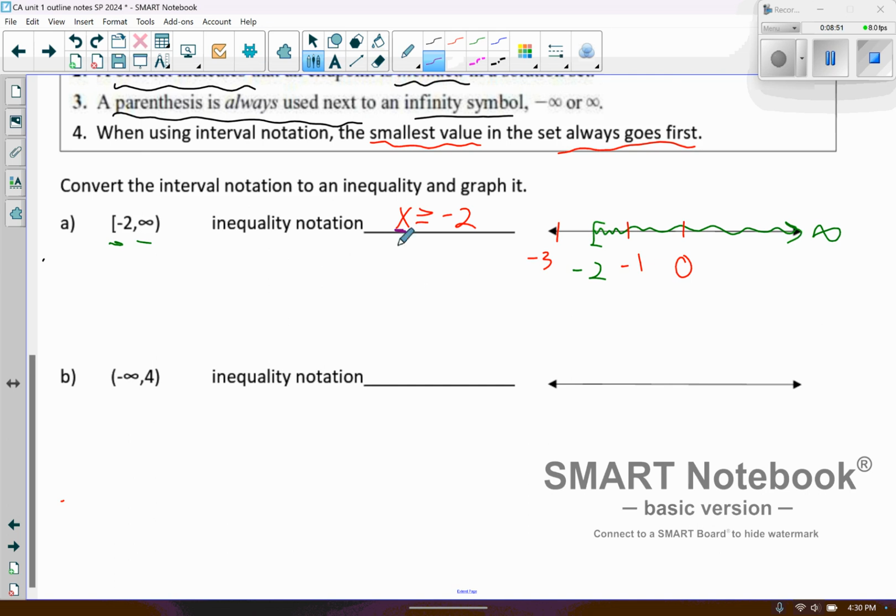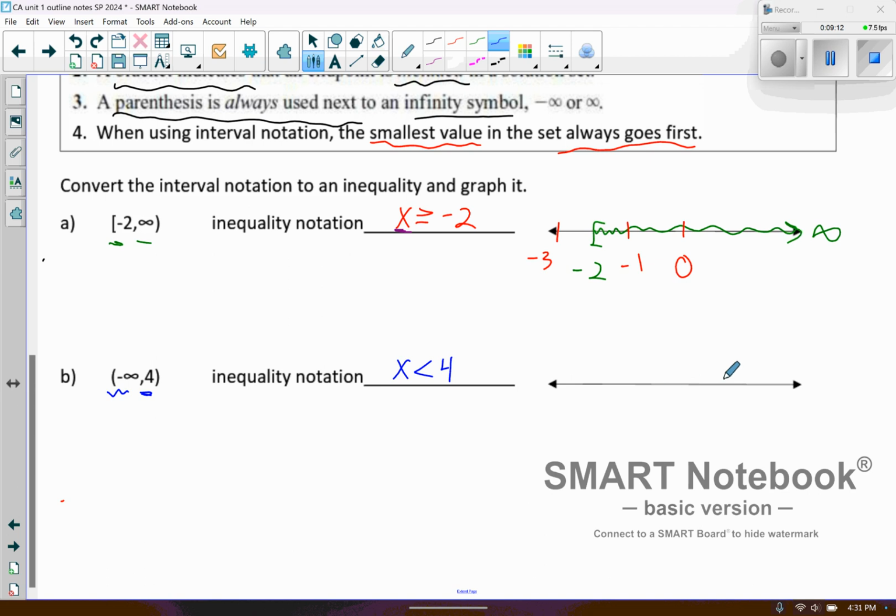But just something that might help you when you're doing these to remember which way to shade. All right, so our next one: our solution set is from negative infinity to 4, but not including 4. So really what we're saying is we want all numbers that are less than 4. So x is less than 4, and that's my inequality notation. And then now we're going to graph that.